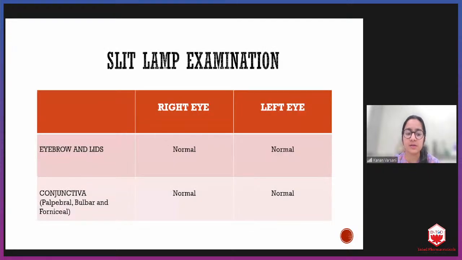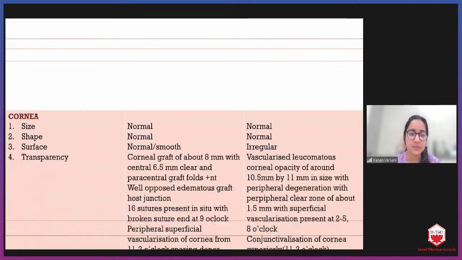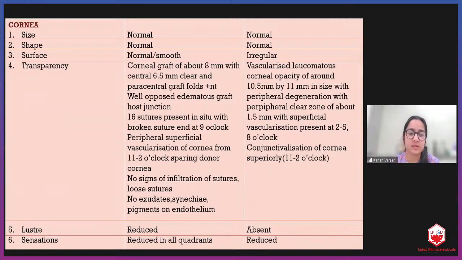On slit lamp examination, eyebrows, lids, and conjunctiva appeared to be normal in both eyes. On cornea examination, size and shape were normal, and the surface was normal to smooth. Regarding transparency, a corneal graft of about 8 mm was present with a central 6.5 mm clear graft, and there were paracentral graft folds present. There was a well opposed edematous graft host junction with 16 sutures present in C2 with some broken end suture at 9 o'clock. There was peripheral superficial vascularization of the cornea from 11 to 2 o'clock, which spared the donor cornea. There were no signs of infiltration of sutures, loose sutures, exudate, synechiae, or pigments on the endothelium.